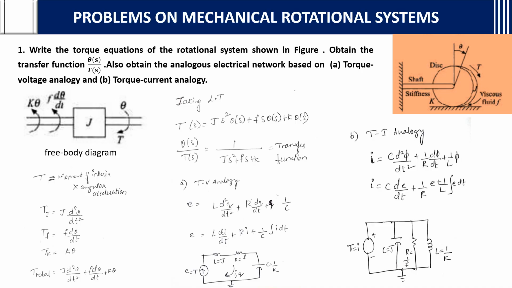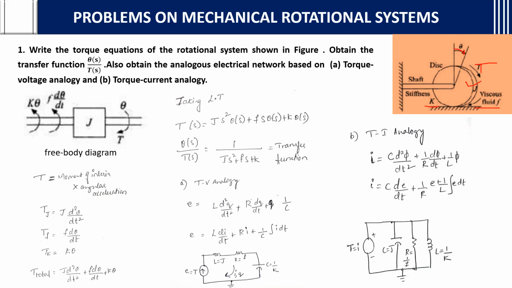Till now we have seen the translational system. Here the rotational system we are going to see. The rotational system looks in this way, where there is a shaft stiffness and a disc, with theta as the angular displacement, as I told in previous videos also. T is what? Torque. F is the viscous friction, K is the stiffness or the spring.